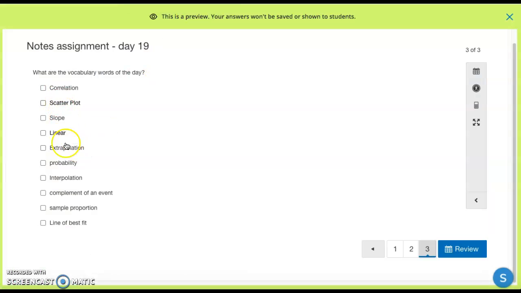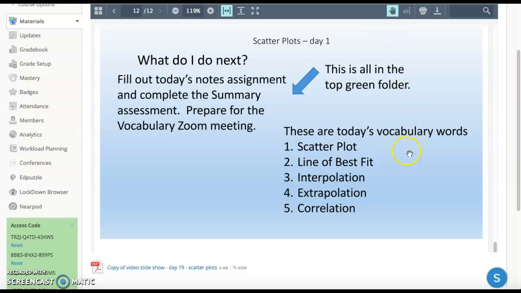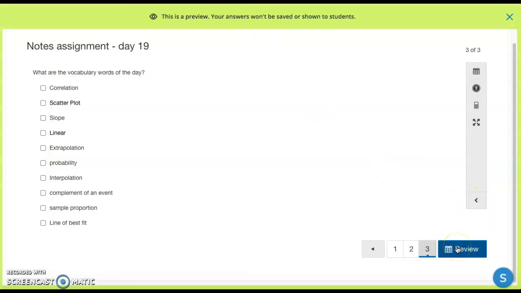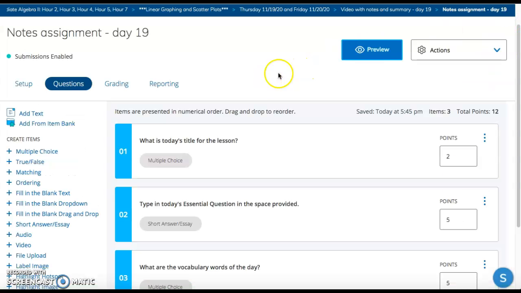So find those words here. There's 5 of them, all right? Mark them down. And if you need them again, I'll show them to you right there. Scatter plot, line of best fit, interpolation, extrapolation, and correlation. Okay. That should do it for the notes assignment. Let's go back and take a look at the summary.